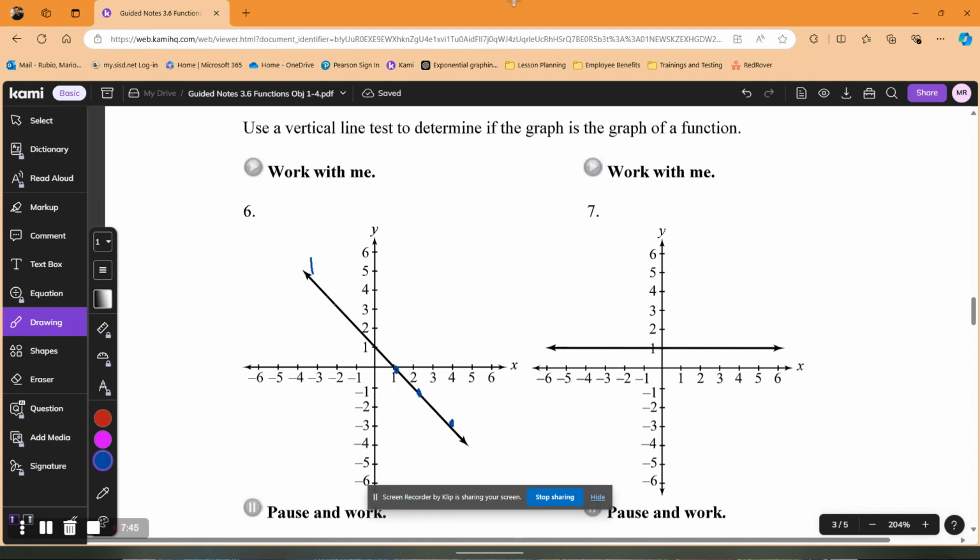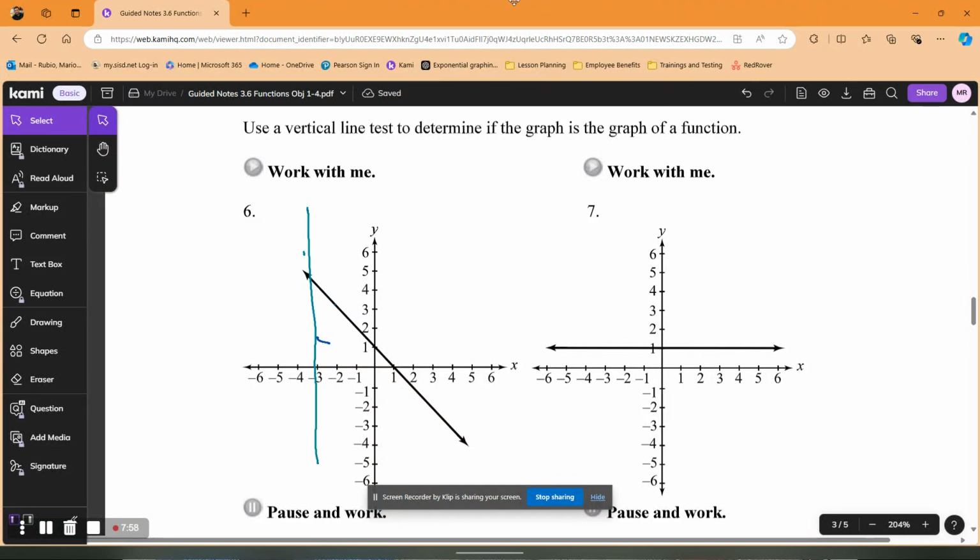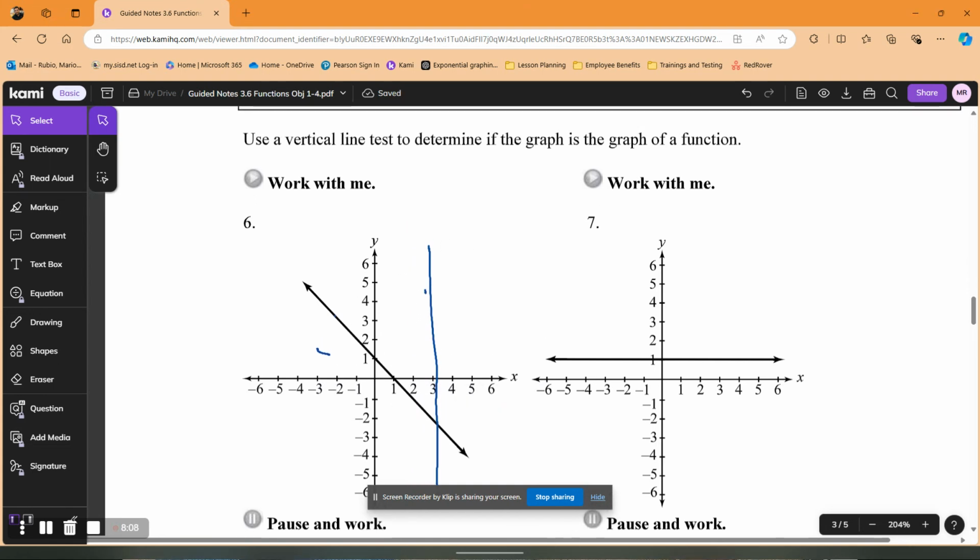So the vertical line test, you can think of it as if you ran a straight line up and down, and moved it across the graph. Does it ever intersect the black line at more than one point? And the answer is no. It's always only intersecting at one. So this one is yes, a function.